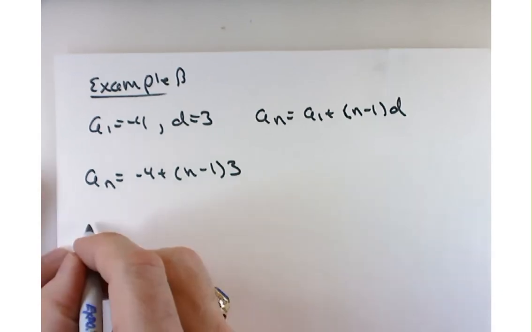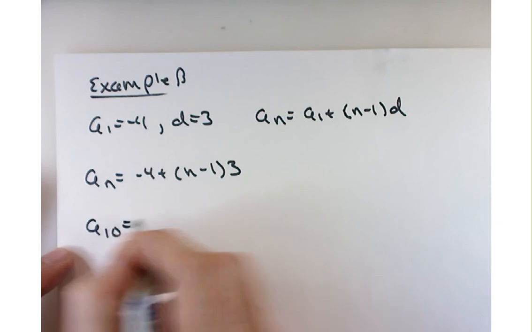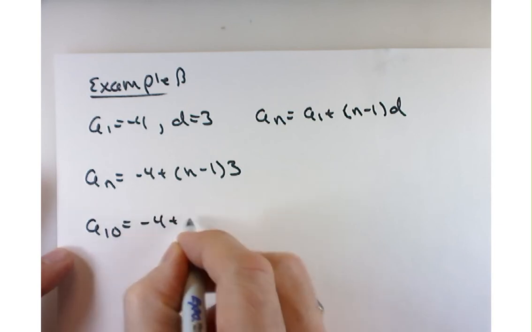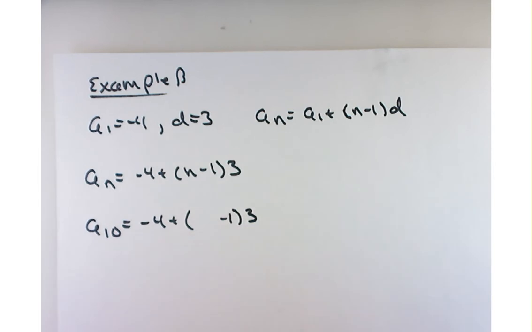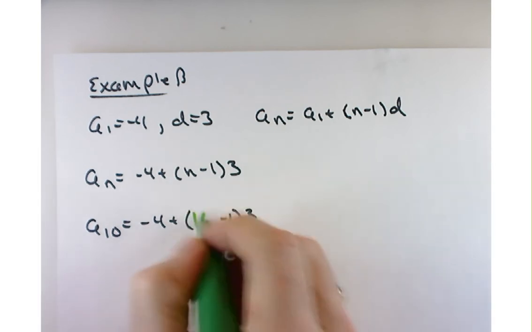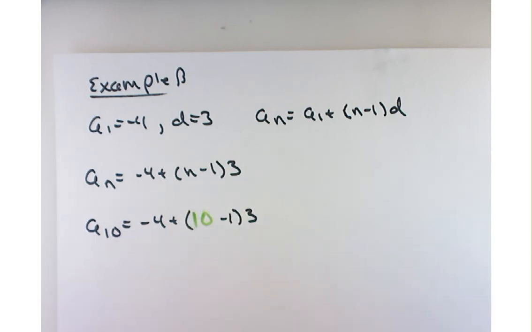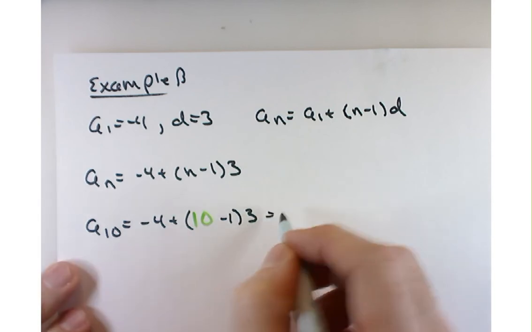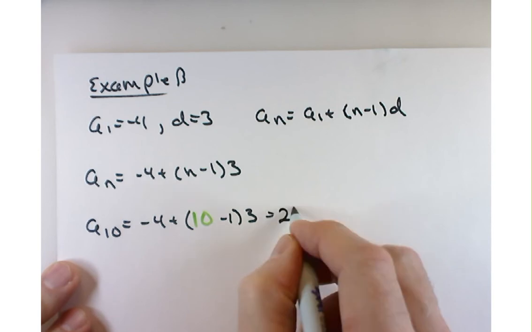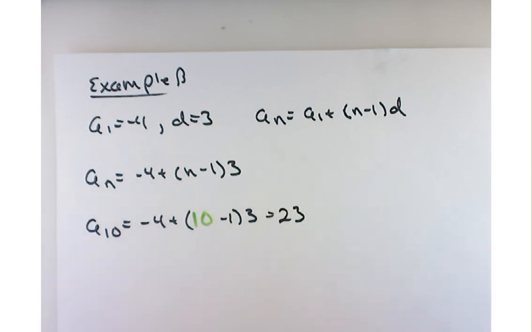They also ask you for A sub 10. So this is going to be negative 4 plus 10 minus 1 times 3. That turns into 9 times 3, which is 27. Negative 4 plus 27 gives me 23. Nice.